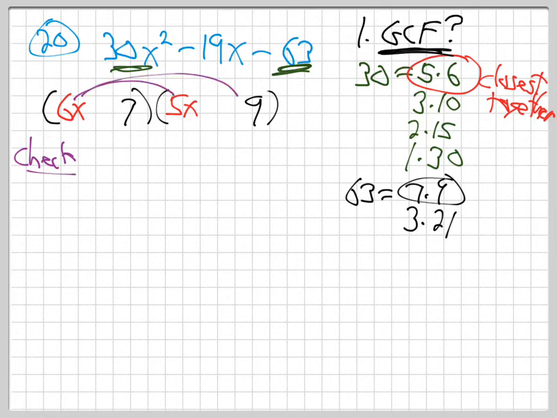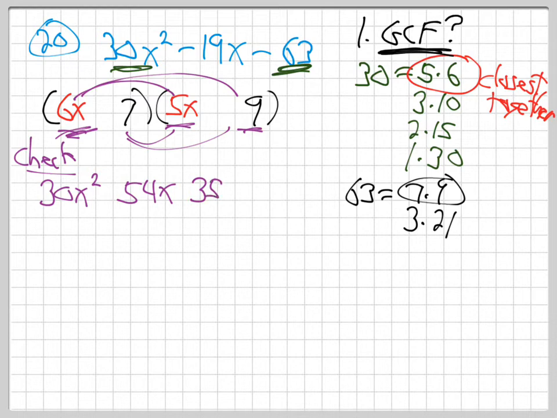The first goes to both. 6x times 5x, 30x squared. 6x times 9, 54x. And now this guy goes to both. 7 times 5x, 35x, and 7 times 9, 63. Okay, now we got to do the signs, right?